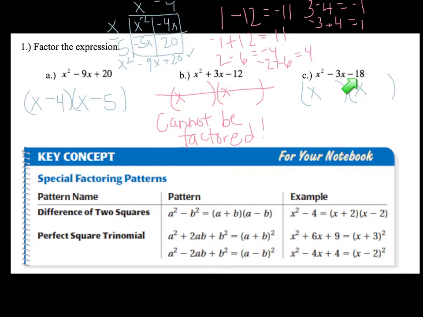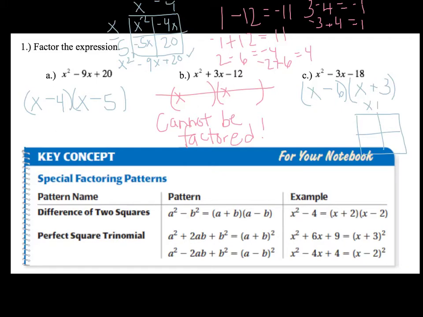Then I look at the negative 18, and I think, what would multiply to negative 18, but add to negative 3? And so what I come up with is negative 6 and positive 3. And I should do a quick check.